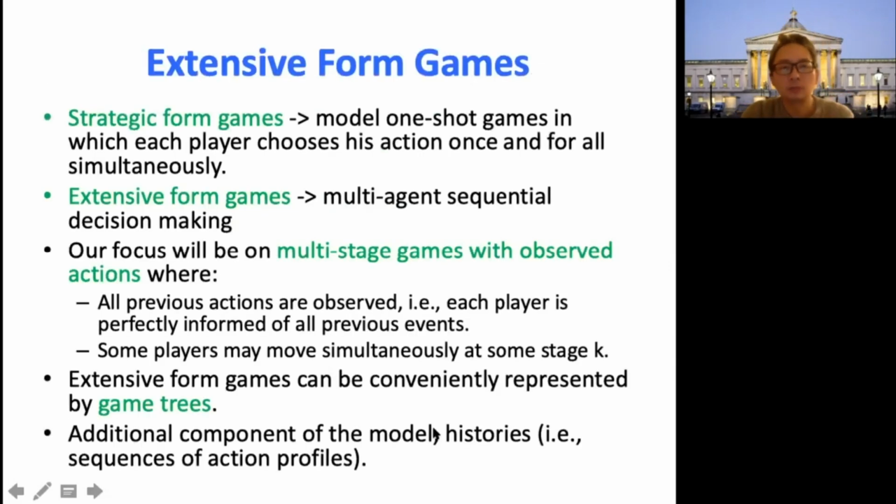Okay, so the strategic game is more the one-shot game, right? In which each player chooses his action once for all simultaneously. And we also see the repeated game, where you've got two players repeatedly playing the same game multiple times. Now we're talking about the extensive form games instead. They have a multiple stage game.